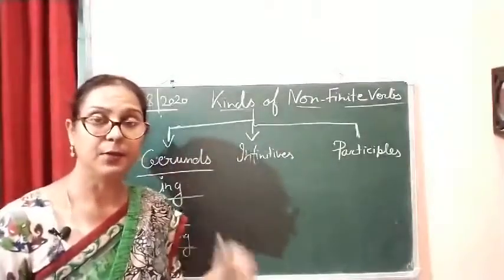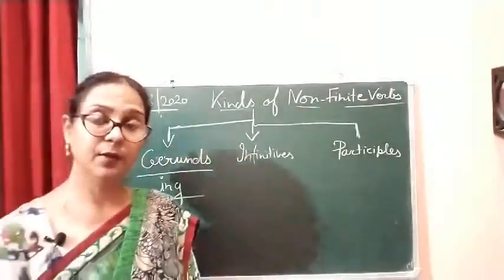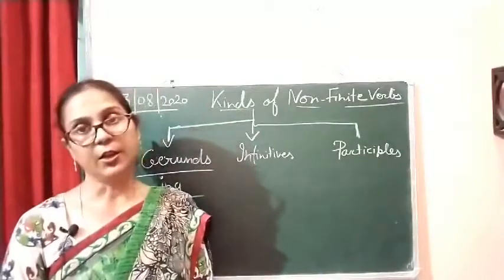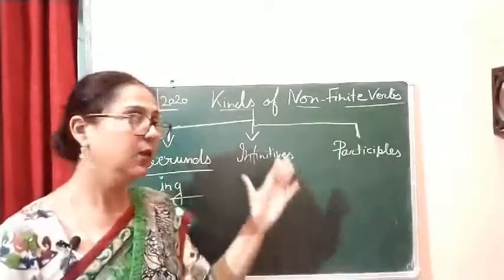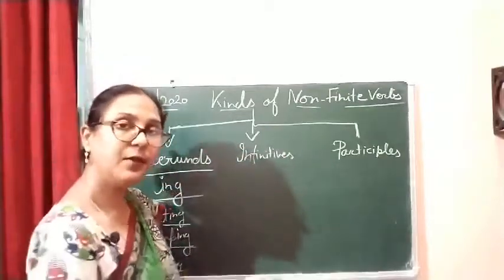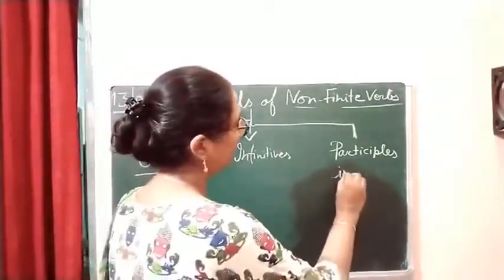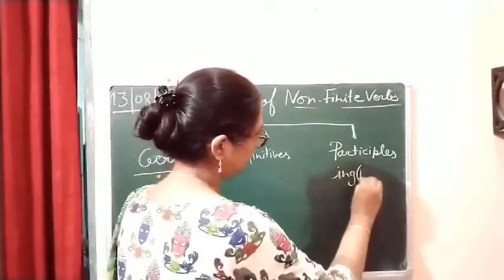Now, participle. A participle is partly verb and partly adjective. They are considered as partly verb and partly adjective. Now here in participle we are supposed to use ing in the present participle.